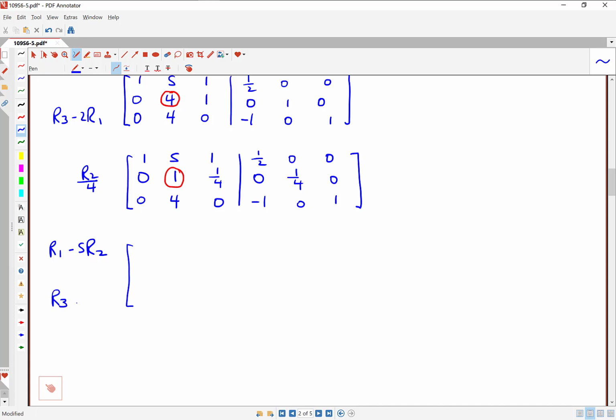And at the same time, row 3 minus 4 times our pivot row. So let's start at the top and go row 1 minus 5 row 2. We're going to have 1 minus 0 is 1. 5 minus 5 is 0.